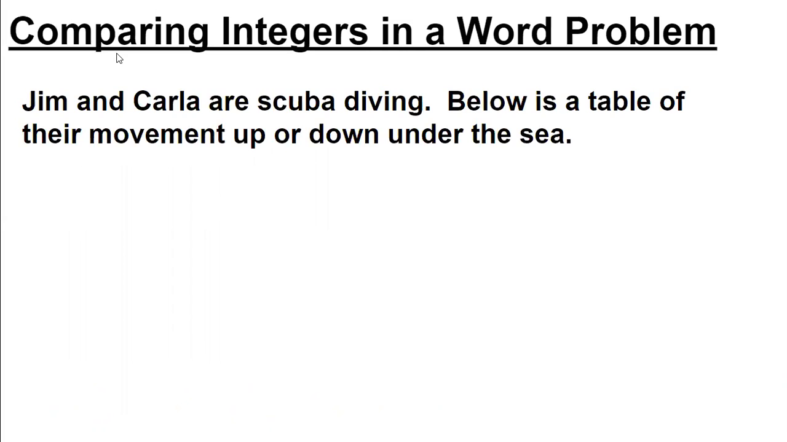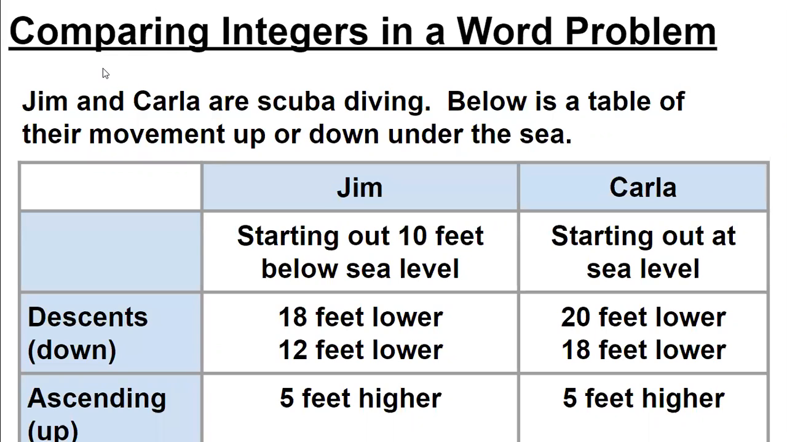Okay, comparing numbers or integers in a word problem. Jim and Carla are scuba diving. Below is a table of their movement up or down under the sea. Here we got a little chart for us. Jim, it says, is starting at 10 feet below sea level. What's sea level? Sea level is 0, right? That's our 0 point on our number line. And Carla is going to start out at sea level. So she's starting at 0. Jim is starting 10 feet below.